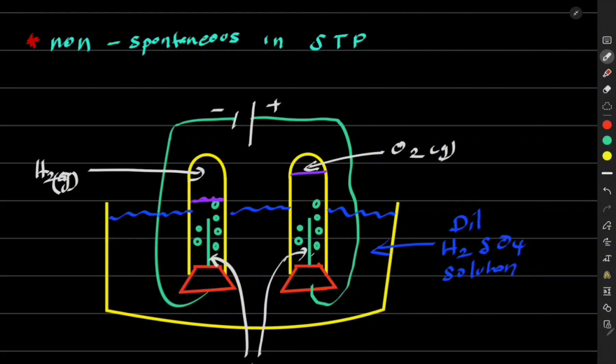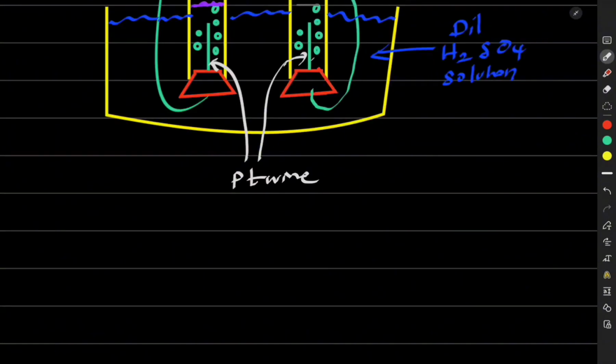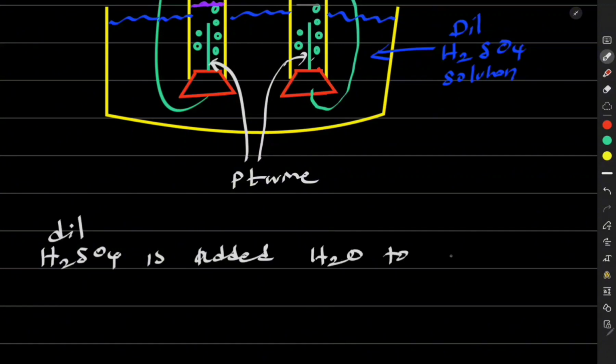The main ionic species of pure water are H plus and OH minus ions. The dilute H2SO4 is added to water to enrich H plus in the solution. When H2SO4 is added, the H plus concentration will increase. Increasing H plus concentration facilitates conduction of electricity. Let's note it down: diluted H2SO4 is added to H2O to increase H plus ions.